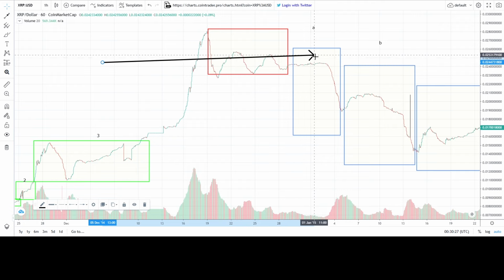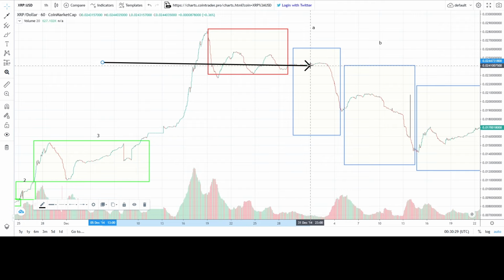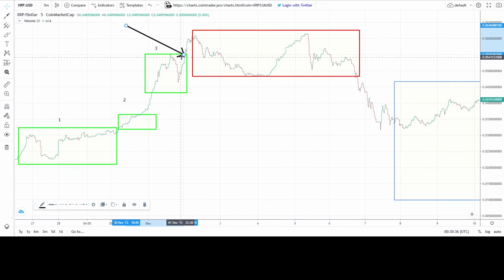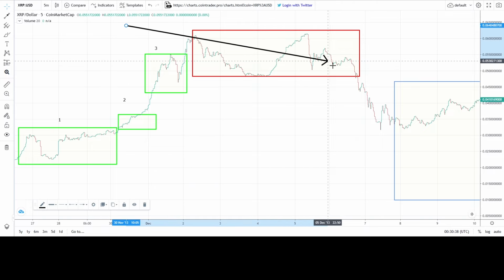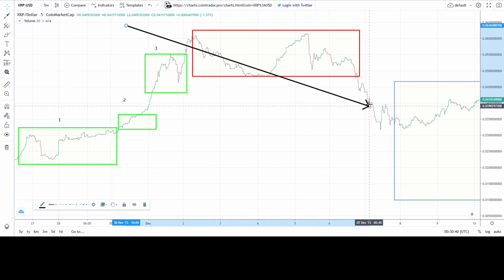Sometimes it even goes up a little higher than this. It's always possible that we can get something like this, but I would be prepared for something like this to take place as well.